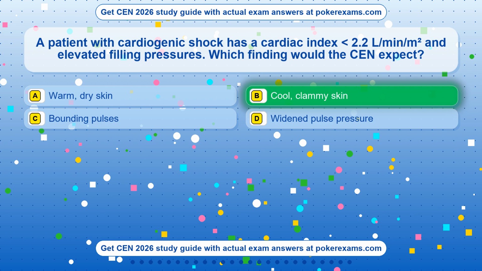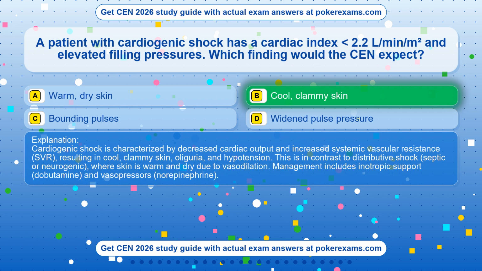clammy skin. Cardiogenic shock is characterized by decreased cardiac output and increased systemic vascular resistance, SVR, resulting in cool, clammy skin, oliguria, and hypotension. This is in contrast to distributive shock, septic or neurogenic, where skin is warm and dry due to vasodilation. Management includes inotropic support, dobutamine, and vasopressors, norepinephrine.